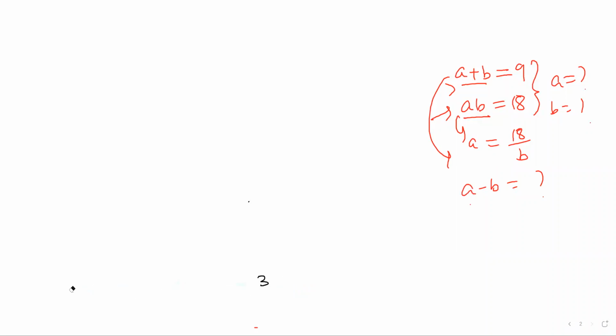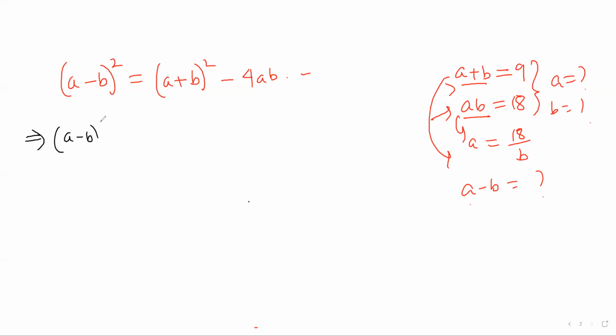a minus b whole square equals a plus b whole square minus 4ab. Look, this relation is very, very important. Now a minus b whole square, a plus b is 9, ab is 18.